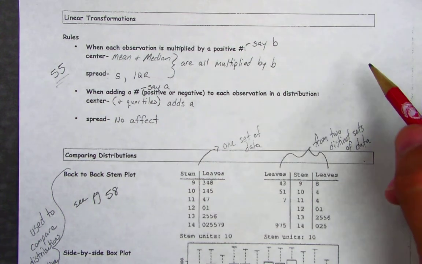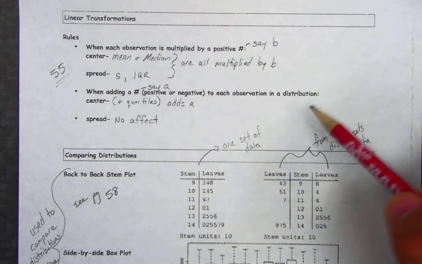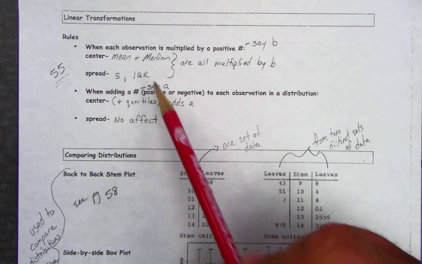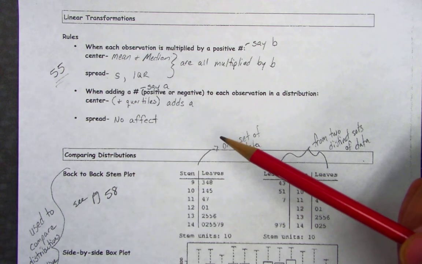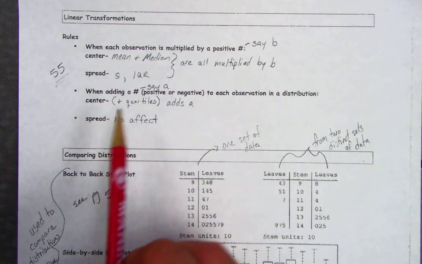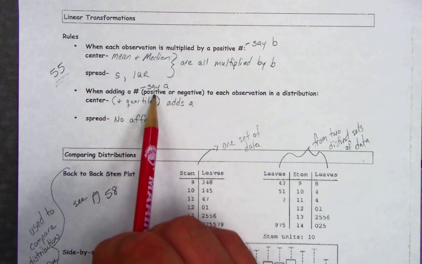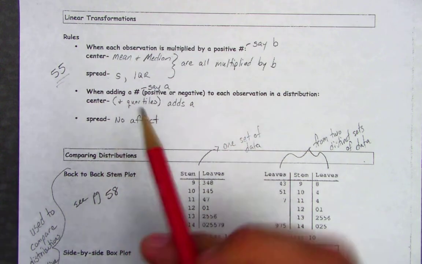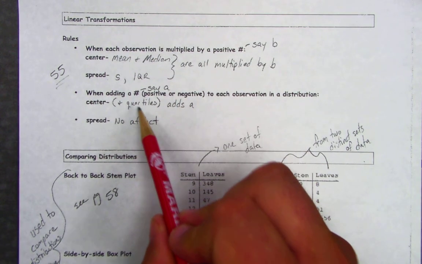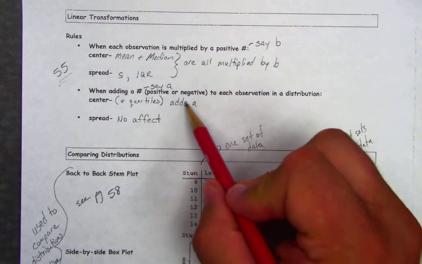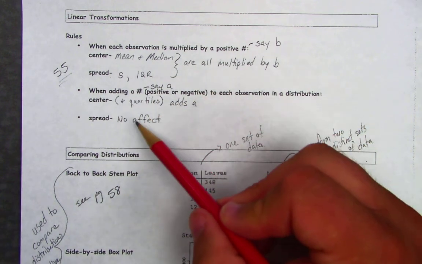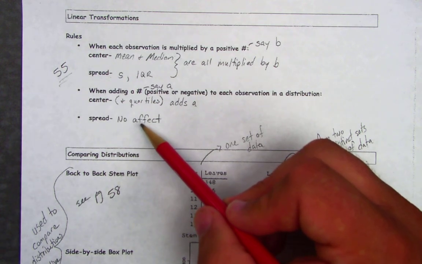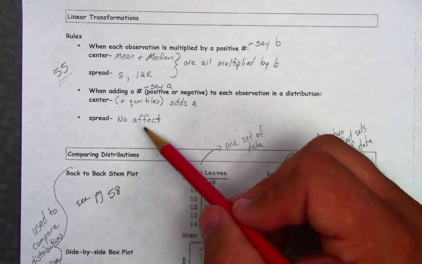So if you take a number and multiply it to every number inside the data set, that's the same thing as taking the mean, median, standard deviation, IQR, and multiplying them by B as well. Now this next rule, when adding a number, positive or negative, let's call it A, to each observation and distribution, the center and the quartiles will have that same number added to it. However, it has no effect on the spread, the standard deviation, or the interquartile range. None of the spread is affected by that.